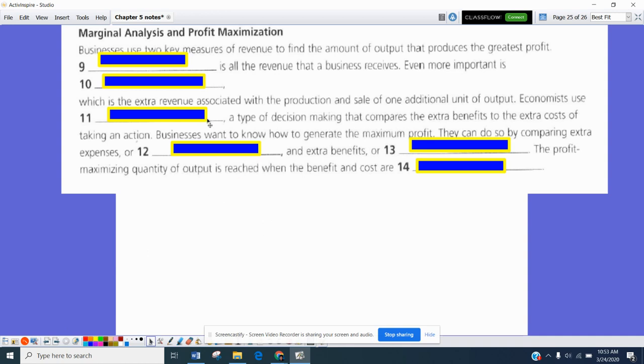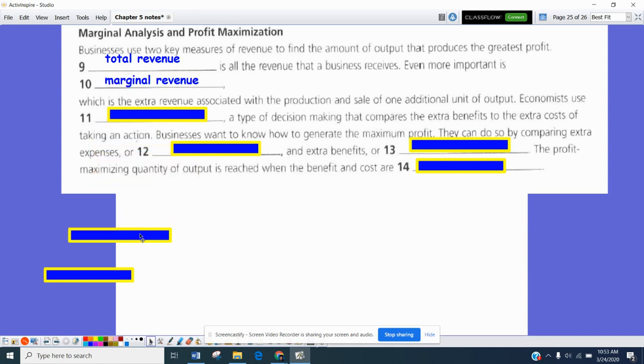Marginal analysis and profit maximization. Businesses use two key measures of revenue to find the amount of output that produces the greatest profit. It would be total revenue. That's all the revenue that a business receives. Even more important is what we would call marginal revenue, which is the extra revenue associated with the production and sale of one additional unit of output.